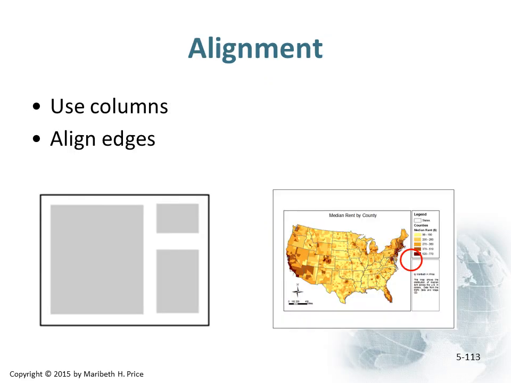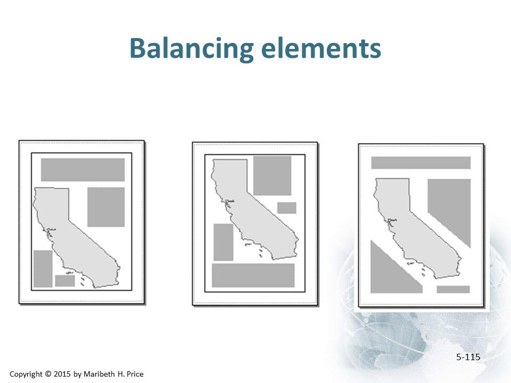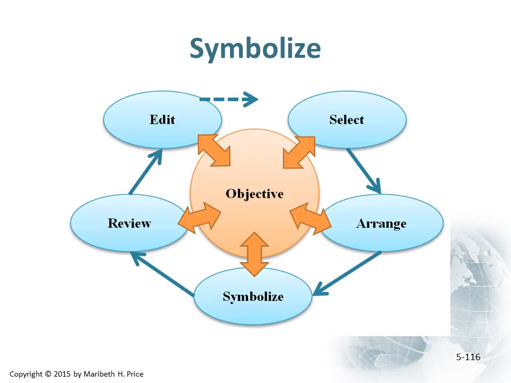Alignment, basically you want to use columns and you want to align edges so things line up and look neat and spaces are even and well thought out. Negative space is the utilization of white space or unused turf, if you will, on your map. You need to balance it out so you don't crowd things. Don't leave too much. Don't try to fill up every inch either. Use it as a design element. It's a subtle way to group things together to make them look better. And so the map on top is not a very good map, whereas the map on the bottom is a very good map. So some examples of how you can place things to balance out your elements to make your map look better.